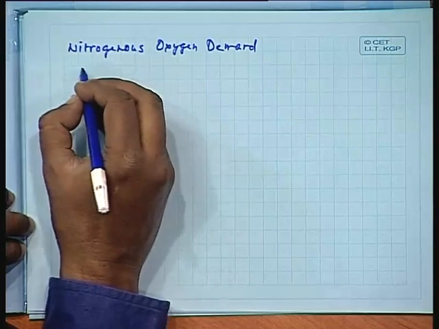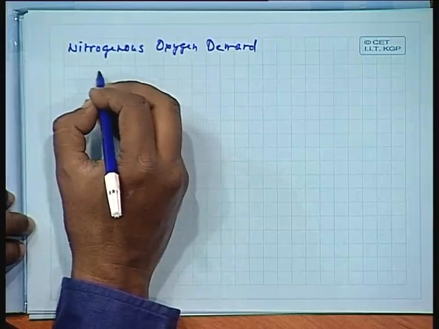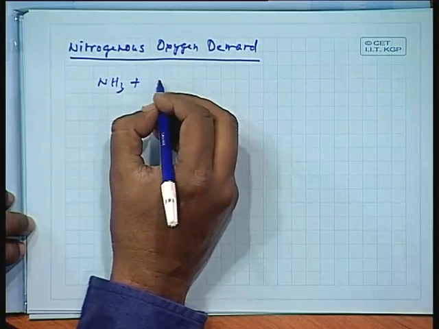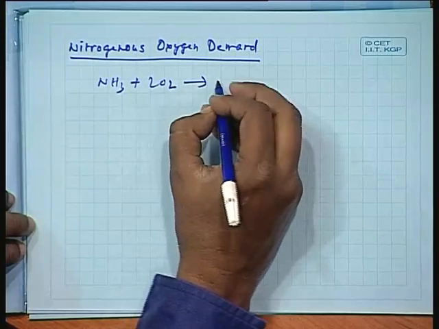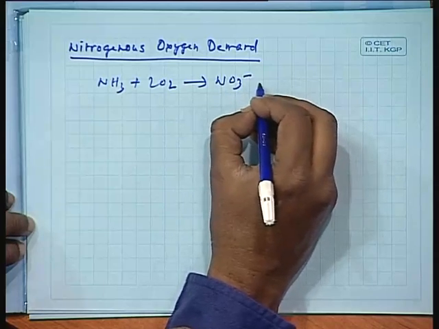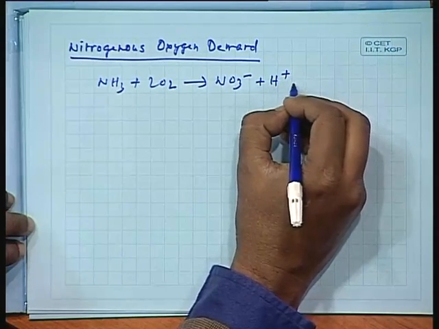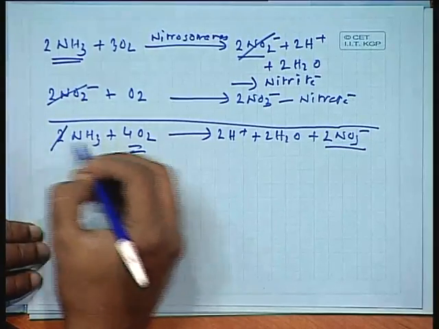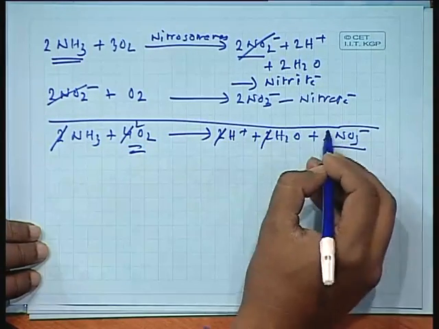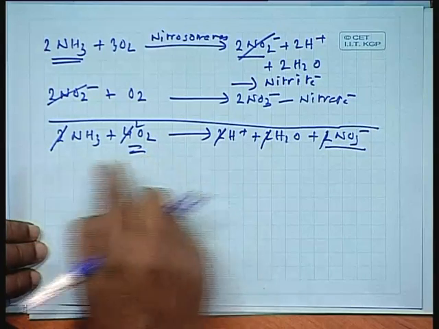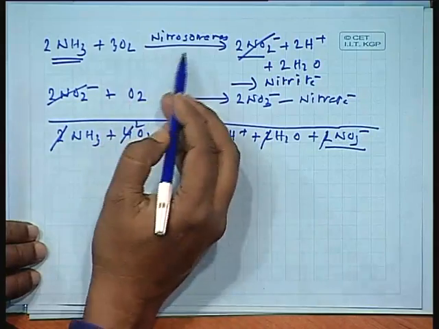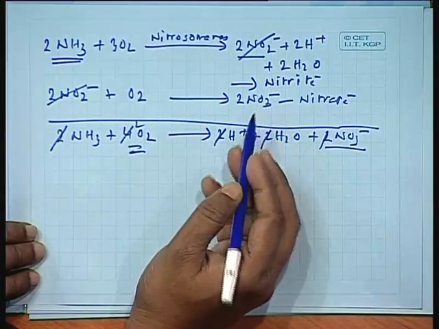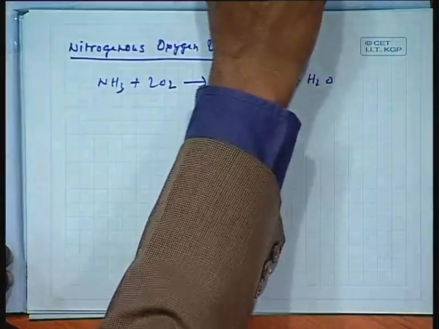One typical reaction that we generally use is NH3 plus 2O2 is equal to NO3 minus plus H plus plus H2O. If you remember the last case, this is the typical reaction by which nitrosomonas and nitrobacter convert ammoniacal nitrogen into nitrate.